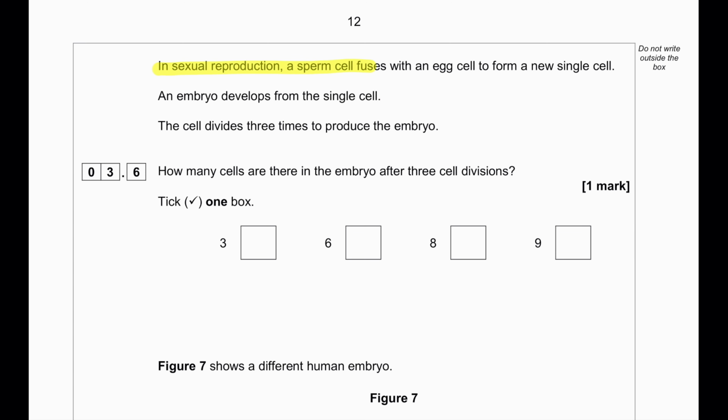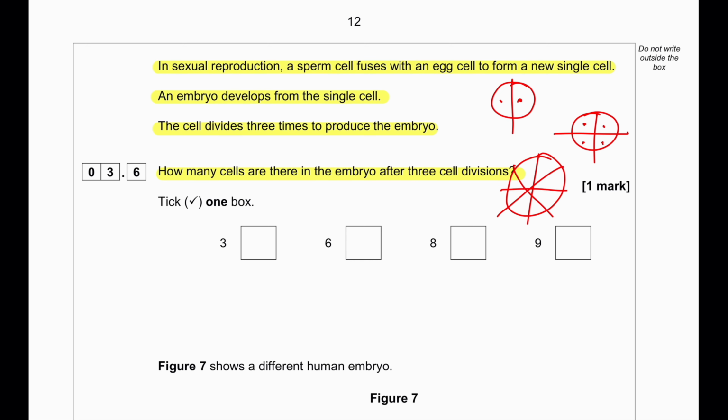In sexual reproduction, a sperm cell fuses with an egg cell to form a new single cell. An embryo develops from the single cell. The cell divides 3 times to produce the embryo. How many cells are there in the embryo after 3 cell divisions? The first cell division will produce 2 cells, the second will produce 4 cells, and the third will produce 8 cells. Another way of doing this is that each cell division doubles the number of cells, and if we have it 3 times, it is 2 to the power of 3. If we put that in our calculator, it gives us 8. So the total number of cells will be 8.